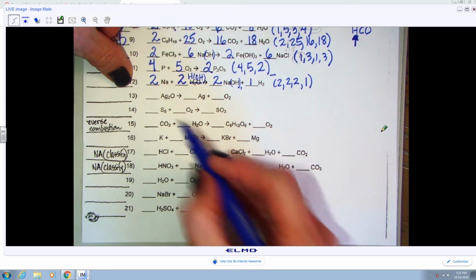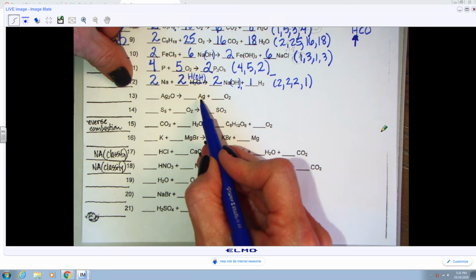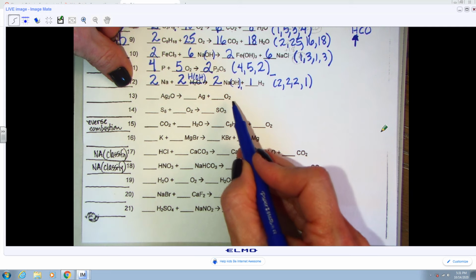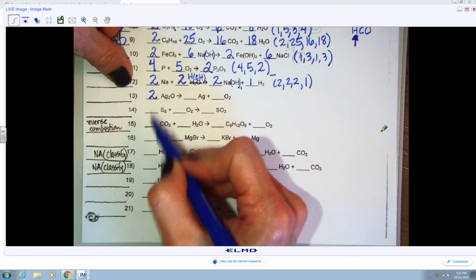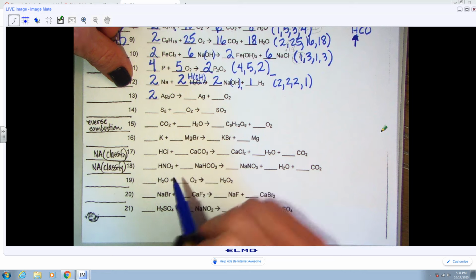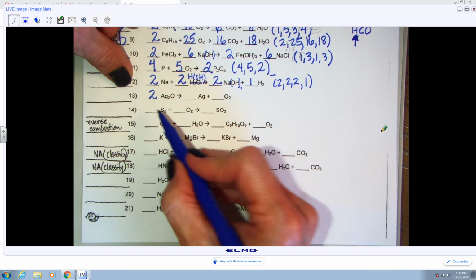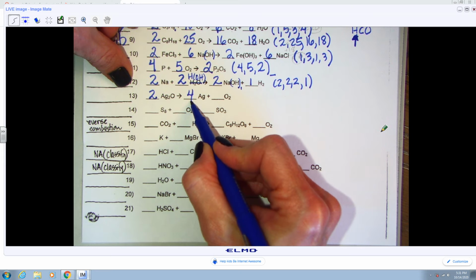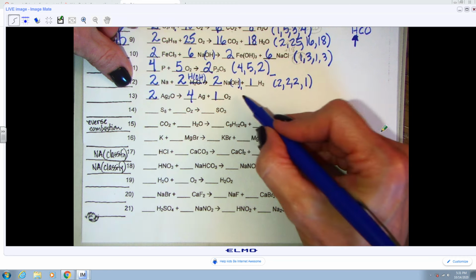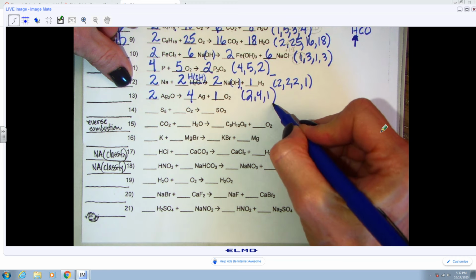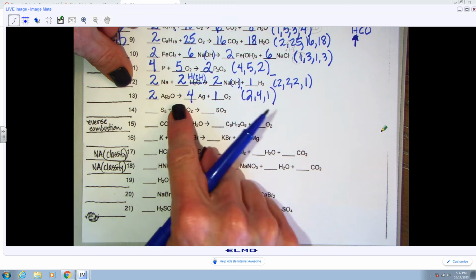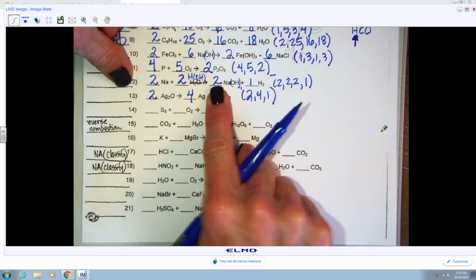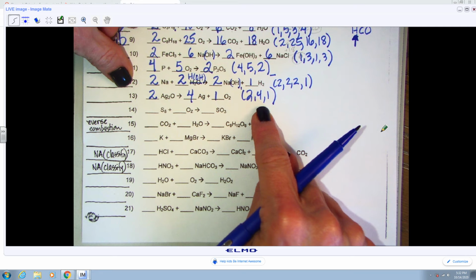Number 13. You have 2 silvers here and only 1 here, but 1 oxygen here and 2 here. So let's do our oxygens first. Let's put a 2 in front of the silver oxide, and that gives me 2 oxygens and 2 oxygens. That fixes my oxygens. Now, let's see how many silvers we have. 2 times 2 is 4, so let's put a 4 here. 4 times 1 is 4. So this is balanced with a 2, 4, 1. And I would put the 1 here, y'all, because otherwise you might think you can reduce the 2, 4. There's actually 3 coefficients needed, so the equation needs to be 2, 4, 1 to be correct.